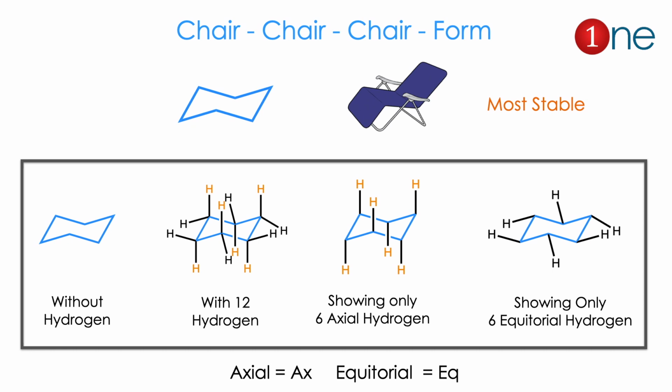Axial means perpendicular to the plane. Alternately above and below it will come. Equatorial is like along the plane but bent like a tetrahedral structure, which is like above the plane and below the plane. Here also alternately it will come above and below. So you should know importantly that alternately above and below will come, for both axial and equatorial.